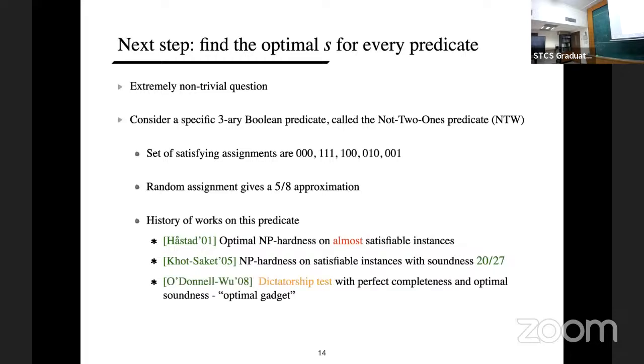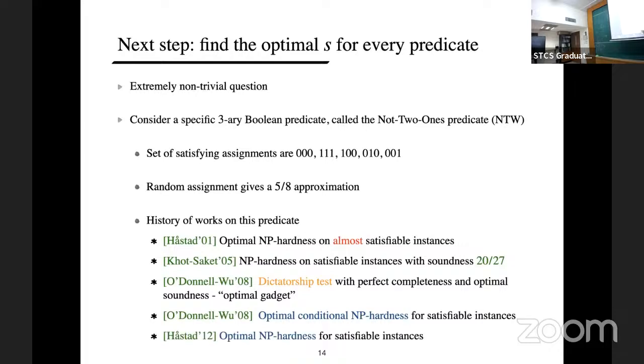Then O'Donnell and Wu gave a dictatorship test, which is sort of a gadget in a reduction with optimal parameters. And then they also showed a conditional hardness result on satisfiable instances, which is what we want to get. And then finally, Håstad closed this by giving optimal NP-hardness. Even if the instance is satisfiable, you can't get an assignment that satisfies more than this fraction of the constraints.